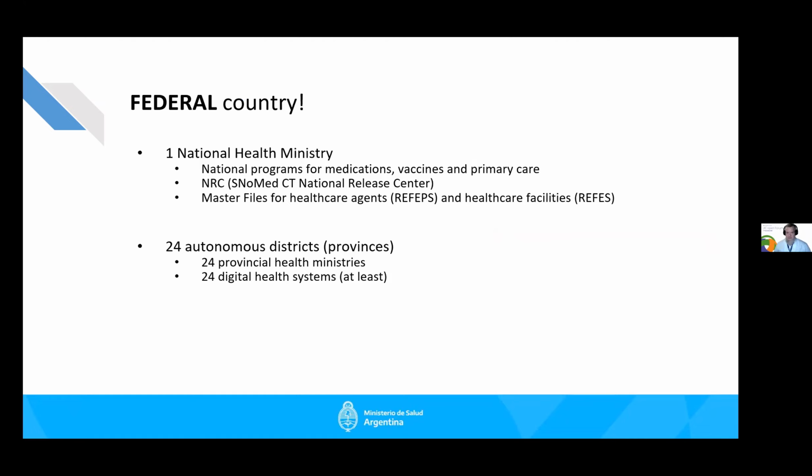But we have just one national health ministry. This national health ministry has the national programs for medications, vaccines, and primary care for all the provinces. We have an NRC, a national release center for SNOMED CT, and we try to manage all the master files for healthcare agents. It's called REFEPS in Spanish, and for healthcare facilities, REFES in Spanish. And we have 24 autonomous jurisdictions, provinces, with 24 provincial health ministries and 24 digital health systems, at least.